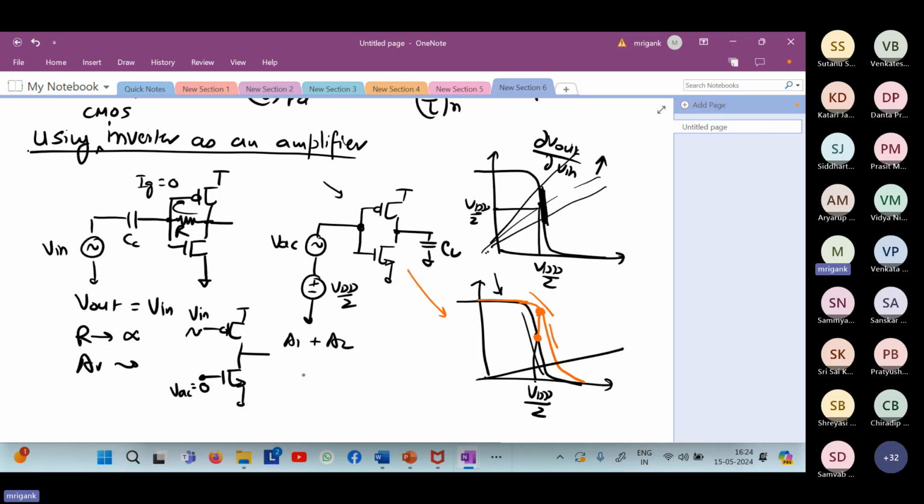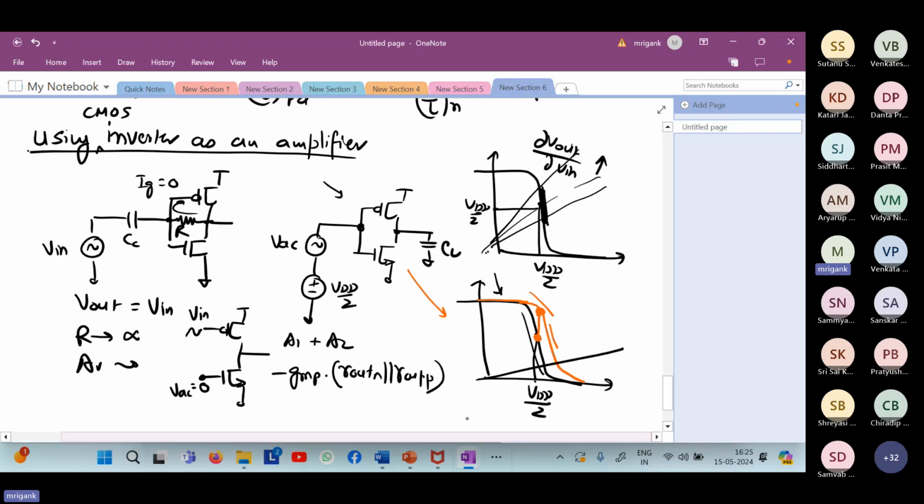A1, the case where you apply the signal at the gate of the PMOS, will be minus GMP times what? R out of N. Yes. Anybody else? R out of P. For a common source amplifier with active load, what is the gain? It is R out P parallel R out N. Yes, so this thing should be clear. This will be R out N parallel R out P, right?